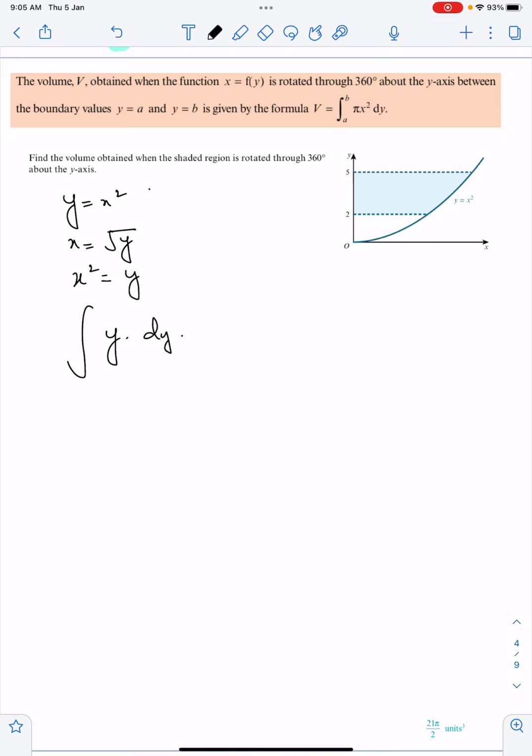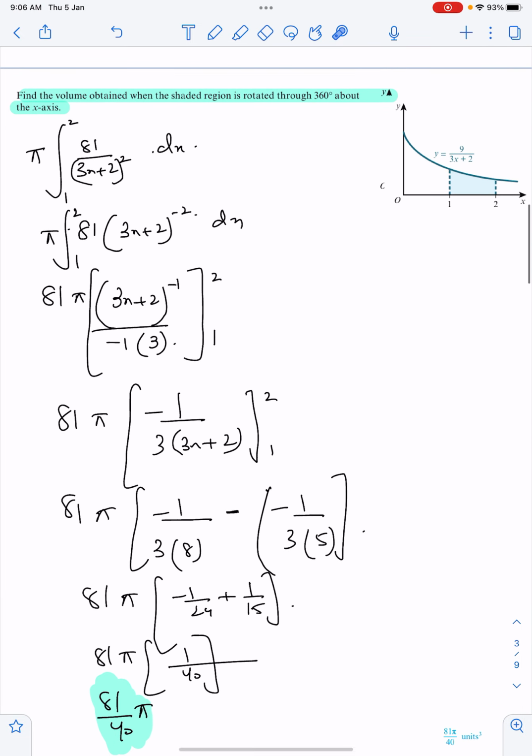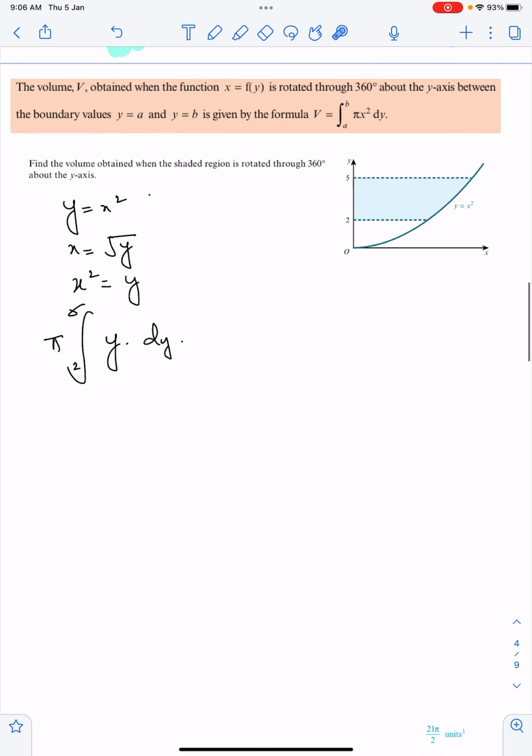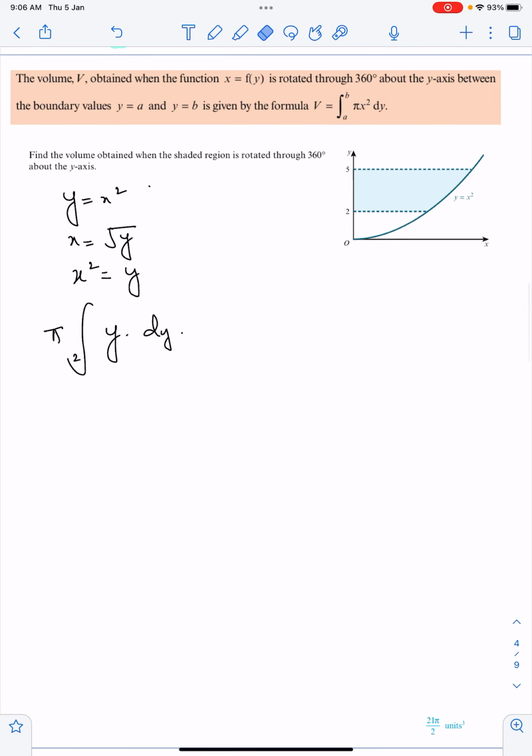Here the boundaries you are applying are 5 and 2, and the value of pi will stay here. I am repeating the process. Since in this question y is the subject, you make x the subject and then square it, because in the previous example we had to make y the subject and then square the function. Here you have to make x the subject and then square it. When I made x the subject, it was square root of y, so when I square it I get y, so I have to integrate y now, applying the boundaries 5 and 2, and then multiply the result by pi.